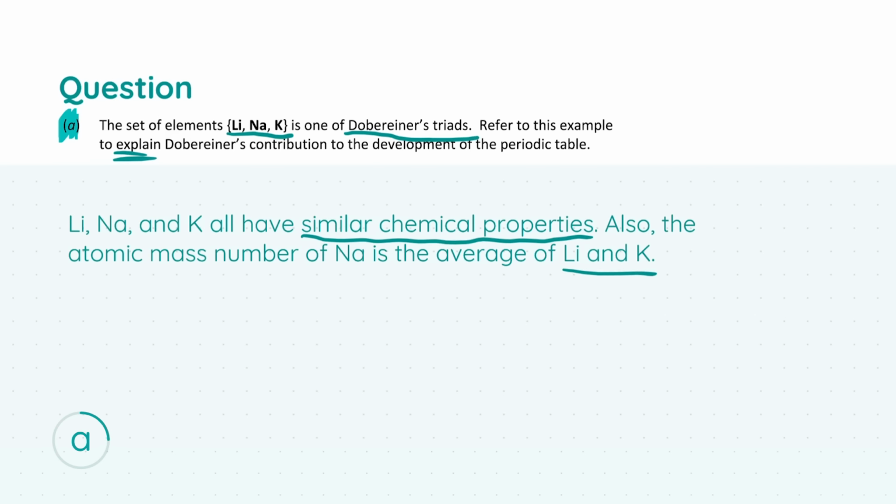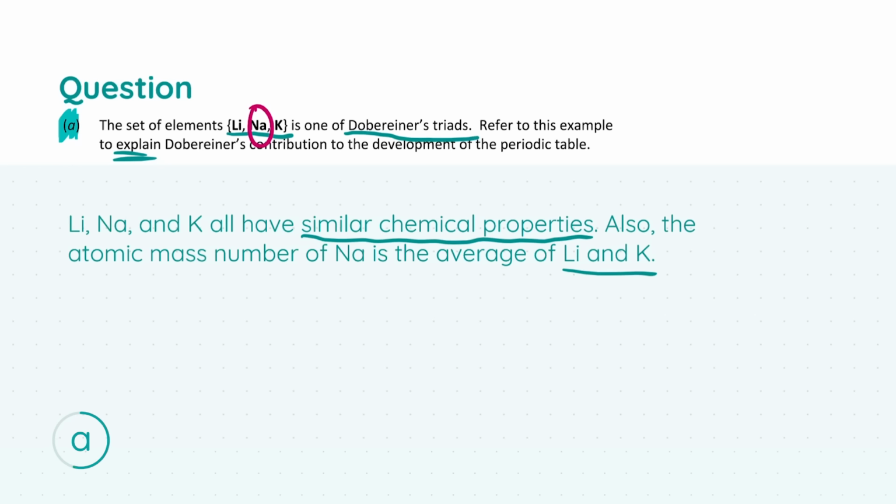So basically what it means is that if you look here, they come in groups of 3. That central one, in this case Na, is going to be halfway. It's going to be that average between the lithium's atomic mass number and also the potassium's. So that's another important thing that Dobereiner discovered, and that's why he arranged elements into these little groups. They have chemical properties that are very similar, and also there is a relationship here between the average of the atomic mass of lithium and potassium, which is going to give you, for this example, the atomic mass of sodium.